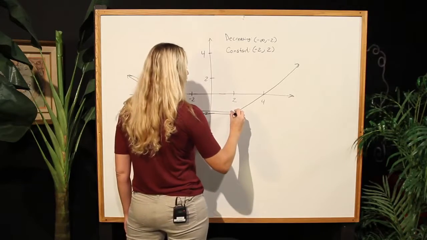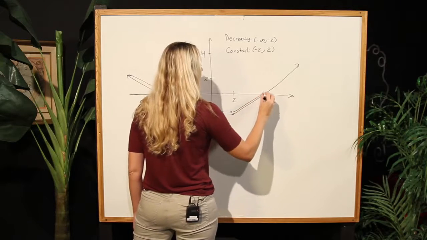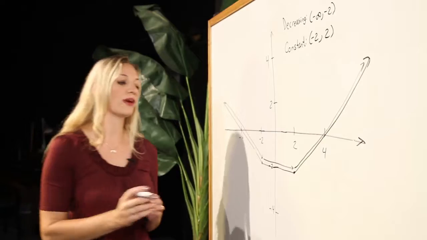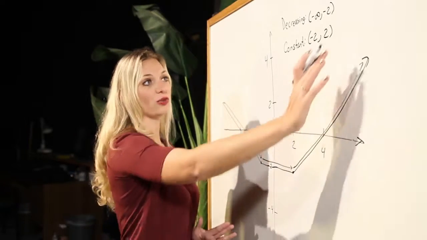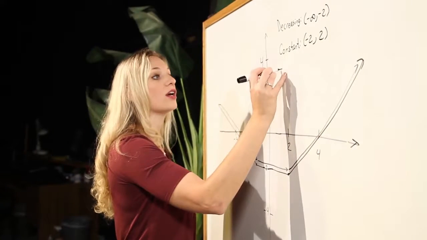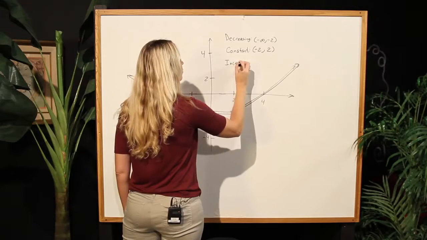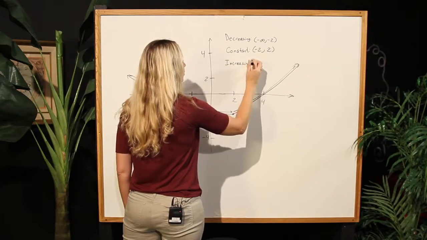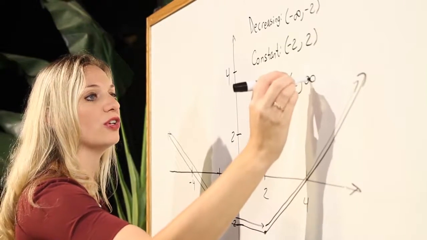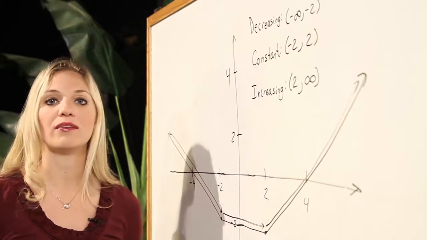Now, in order to finish this, we will look at the last piece of the graph. When we're looking at the last portion of the graph, we'll notice that my y values increase all the way to the end. They are getting larger. So we may now say that the graph is increasing from the value of 2 to infinity.